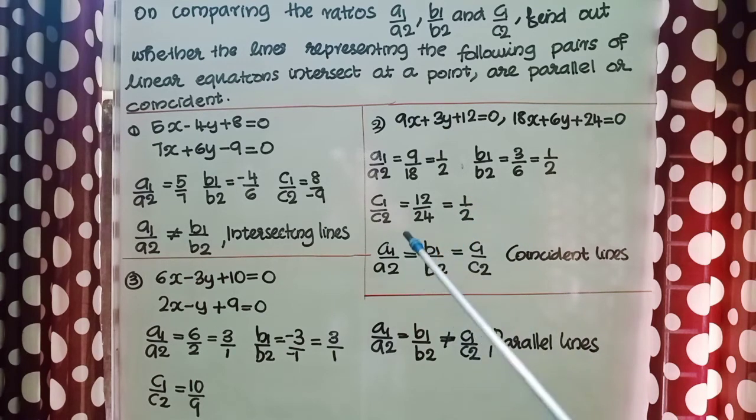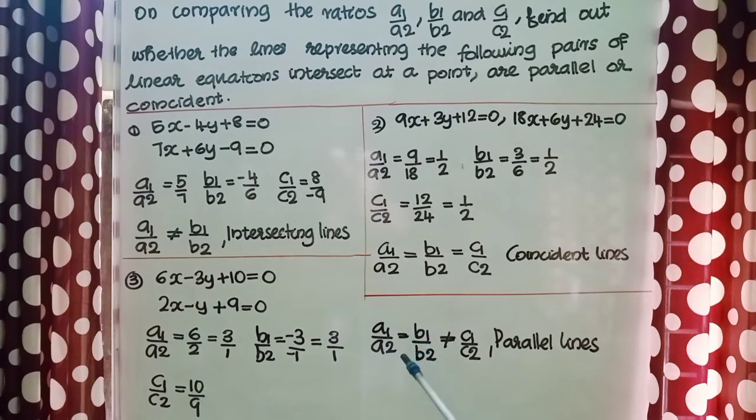So we can conclude a1 by a2 equal to b1 by b2 equal to c1 by c2. So the lines are coincident lines. Third question, 6x minus 3y plus 10 equal to 0, 2x minus y plus 9 equal to 0. Here a1 by a2 equal to 6 by 2, that is equal to 3 by 1. b1 by b2 equal to minus 3 by minus 1, that is also equal to 3 by 1. c1 by c2 equal to 10 by 9.